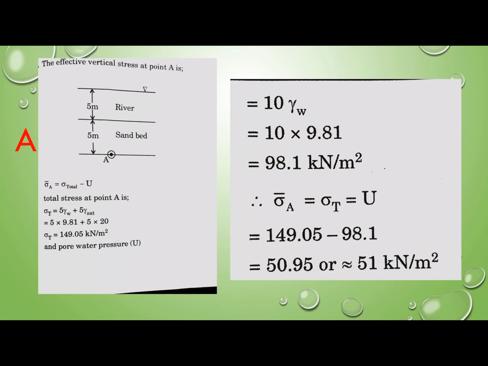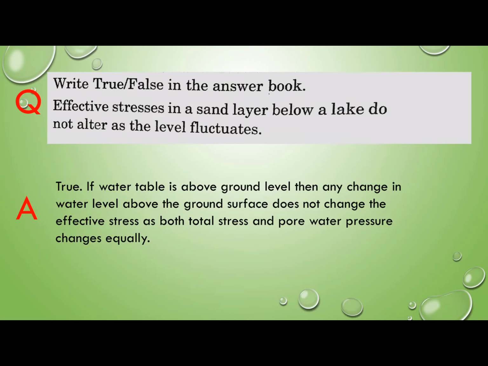Okay. So next I think we have a simple question. Yes, it's a true or false question. Effective stresses in a sand layer below a lake do not alter as the level fluctuates. So we have seen it earlier also. The answer is true, which means if water table is above ground level, then any change in water level above the ground surface does not change the effective stress, as both total stress and pore water pressure change equally. So there won't be any change in the effective stress.